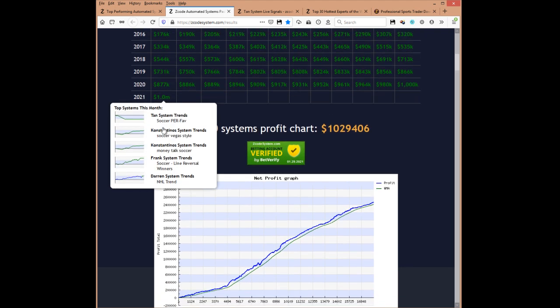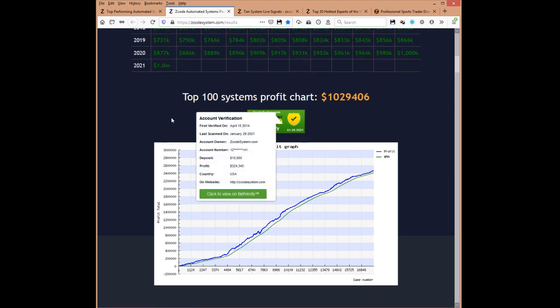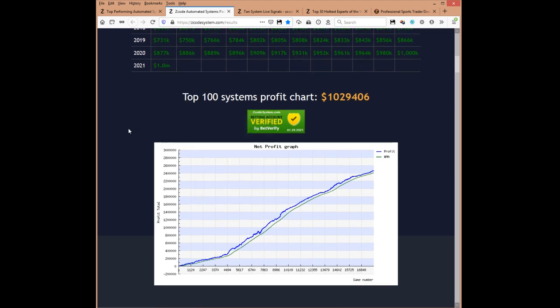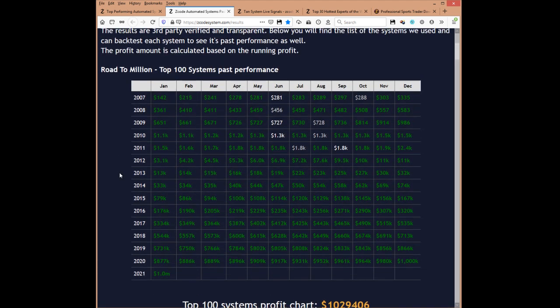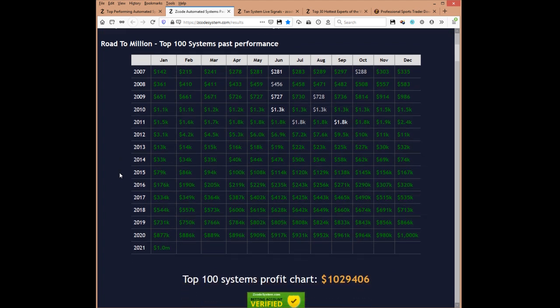Okay, and right below that, we have the top systems profit chart, which shows you the equity, or rather the profit graph, for all our top 100 systems over the past years. So as you can see, you can go through the results for each of the month here, and also keep in mind the best systems that contributed to the profits for the month.